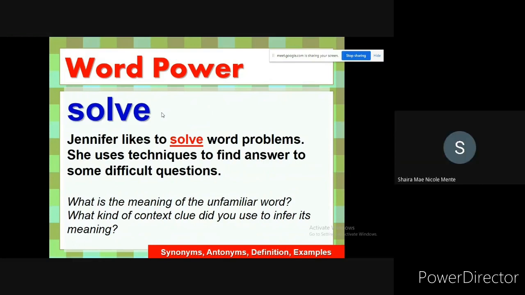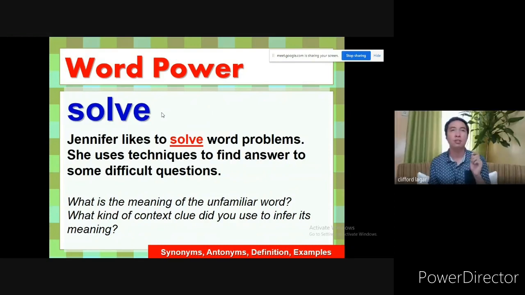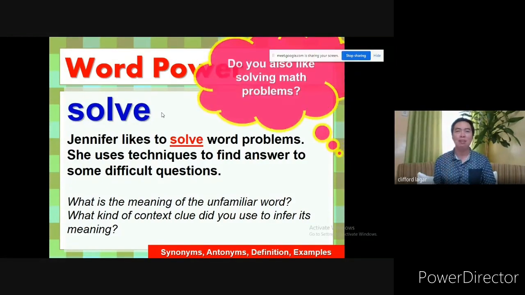Definition, sir. Definition? Are you sure? Permission to speak, sir. Yes, Cyrus. Go ahead, Cyrus. Synonym, sir. Correct. So the kind of clue given in this context is synonym. Very good.